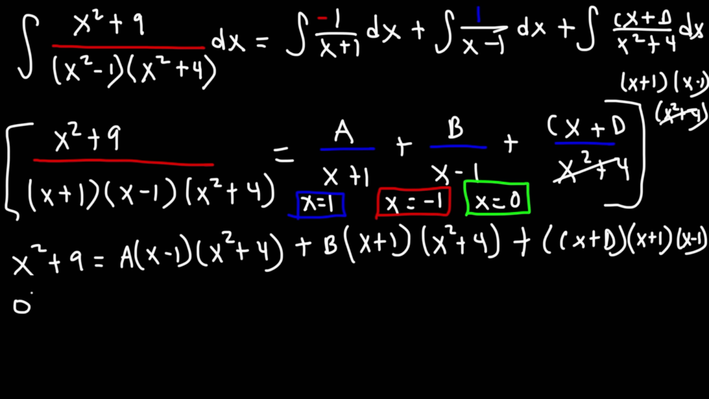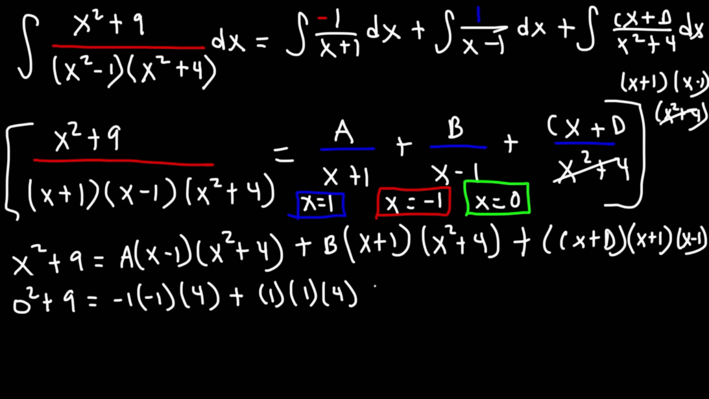So on the left, we're going to have 0 squared plus 9. This is going to equal a. We know a is negative 1. And then 0 minus 1 is negative 1. 0 squared plus 4, that's 4. b is positive 1. 0 plus 1 is 1. And 0 squared plus 4, that's going to be 4 again. cx plus d. This is going to be c times 0 plus d. 0 plus 1 is 1. 0 minus 1 is negative 1. So this is 9. Negative 1 times 4 is negative 4. And then we have another 4.